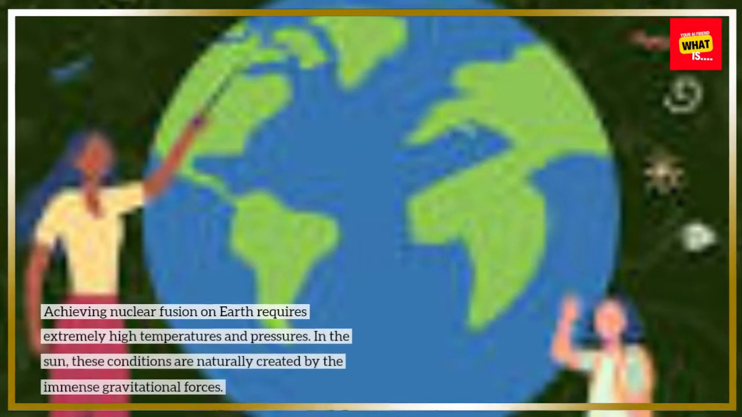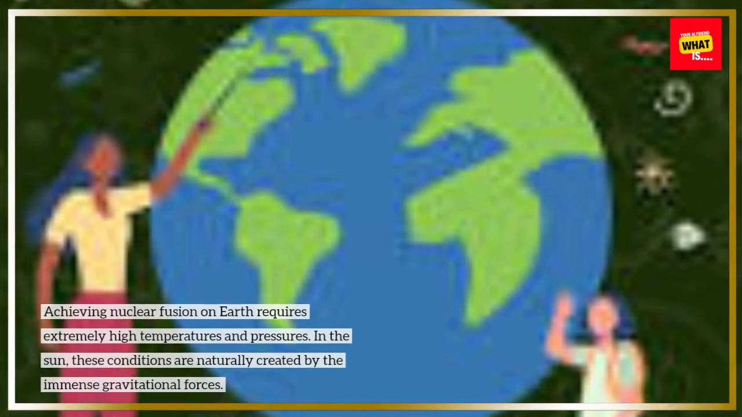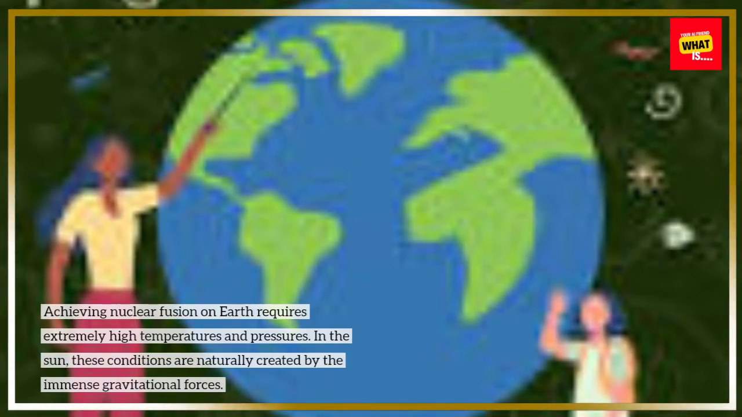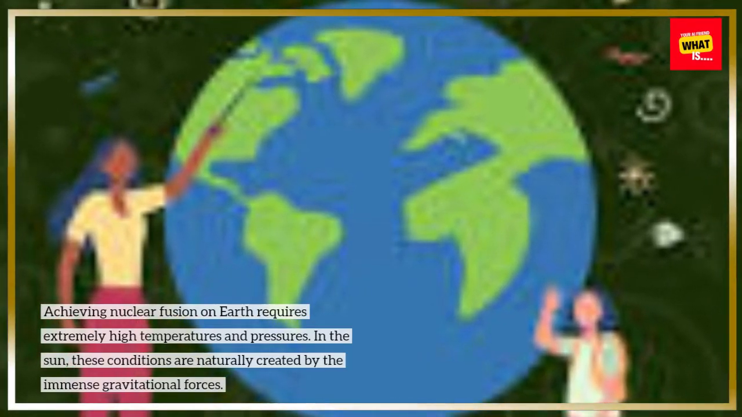High temperature and pressure. Achieving nuclear fusion on Earth requires extremely high temperatures and pressures. In the Sun, these conditions are naturally created by the immense gravitational forces.